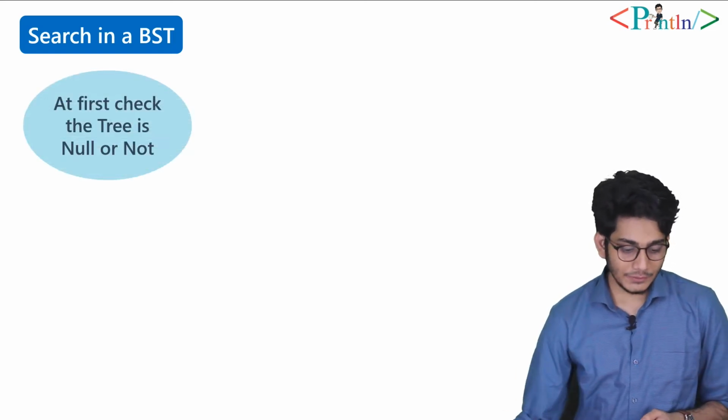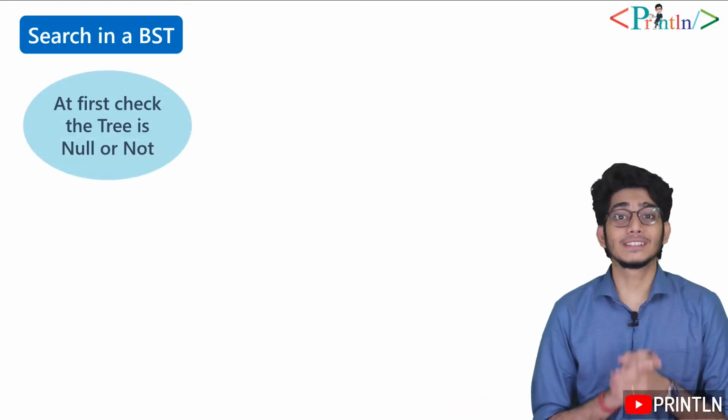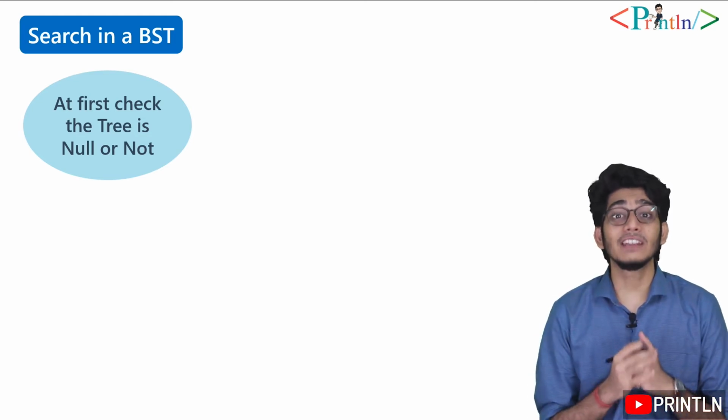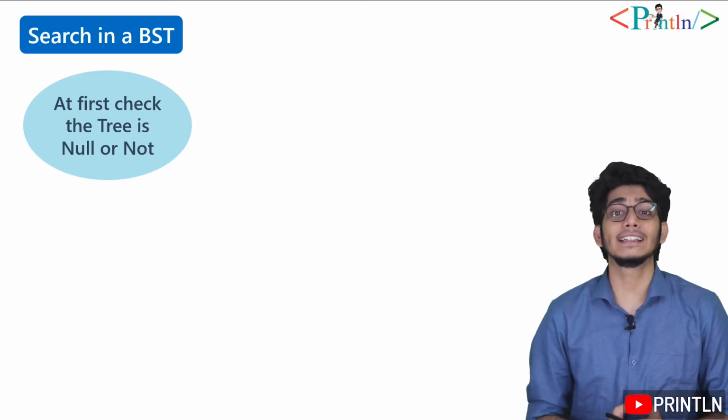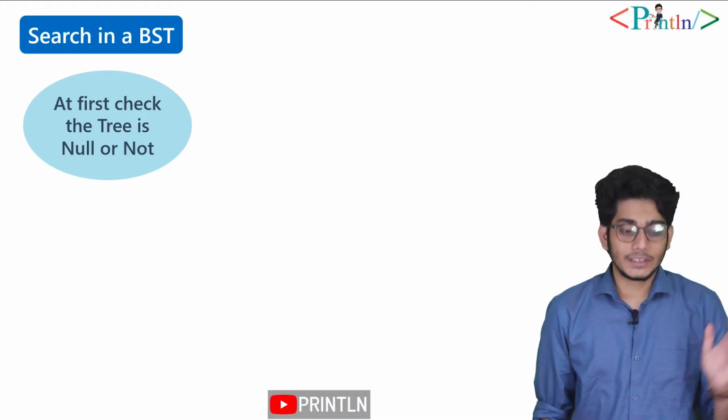So for searching any value, at first we have to check whether the tree is null or not. If a tree is null, it means we don't have any value within the tree. So at first we have to check whether the tree or the subtree is null or not. If it's null, it means we don't have that data within the binary search tree. Then we'll simply return false.